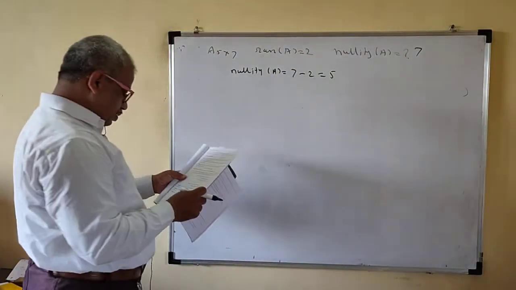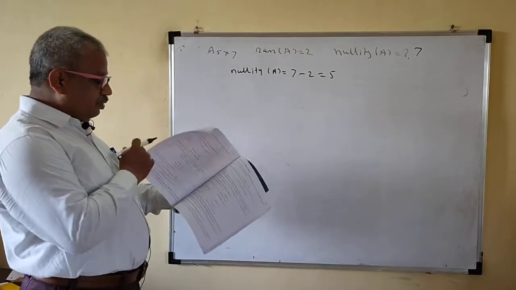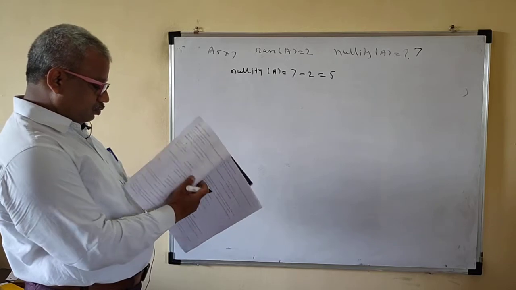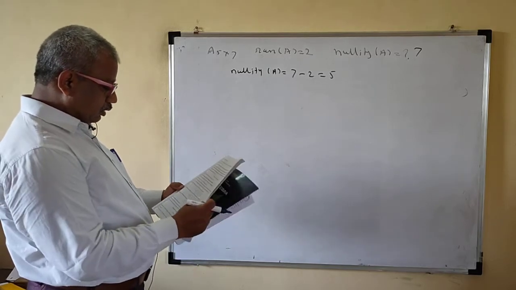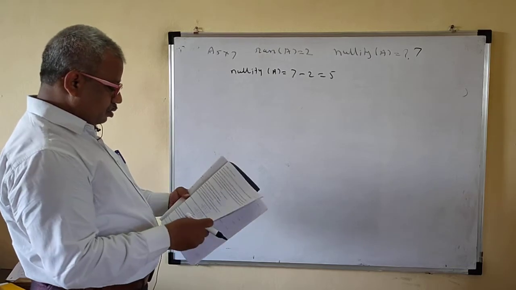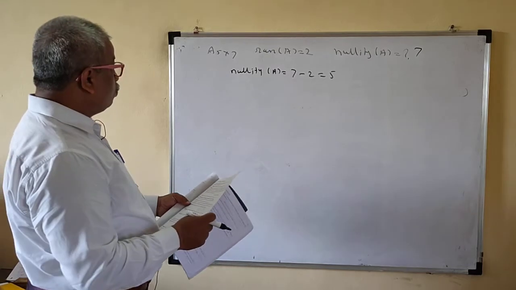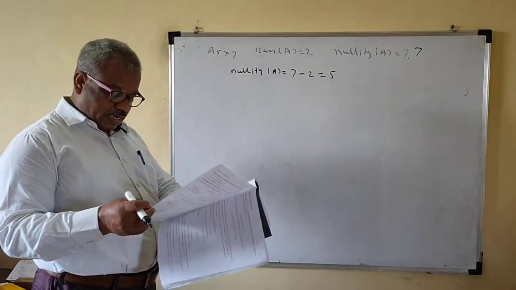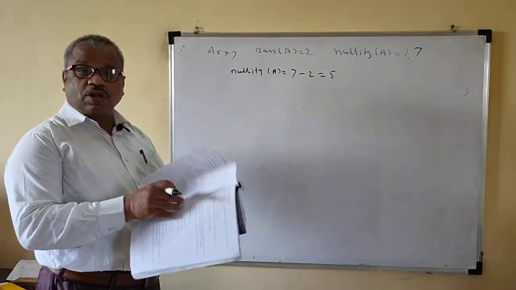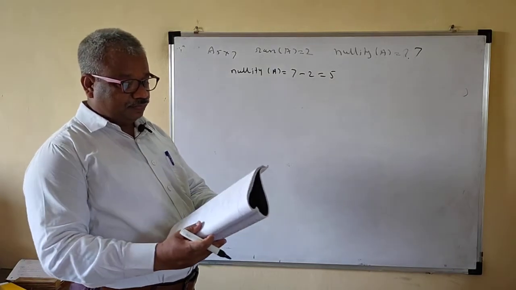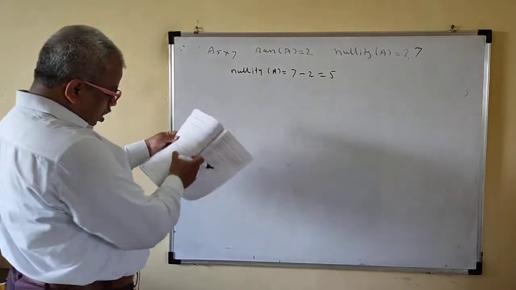So remember this. This is a very important theorem. This is called the dimension theorem for the matrices. Rank plus nullity is equal to the number of columns. This is called the dimension theorem for the matrices. Okay.